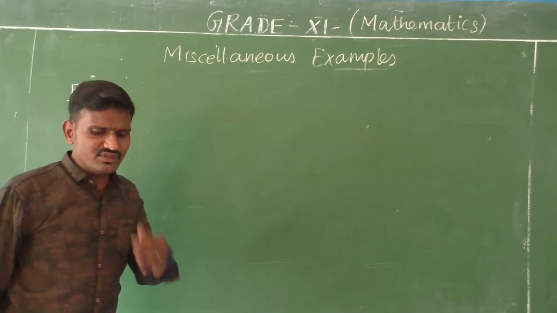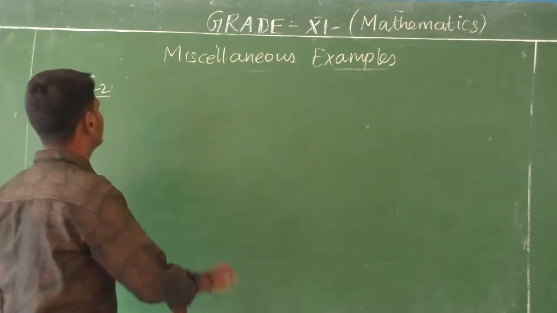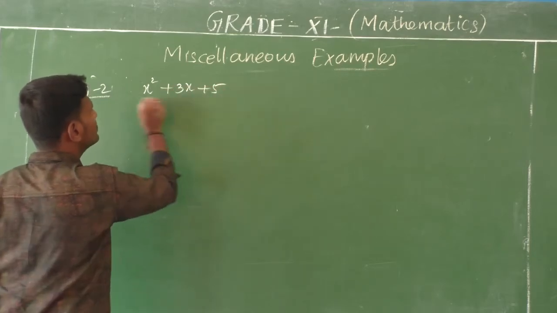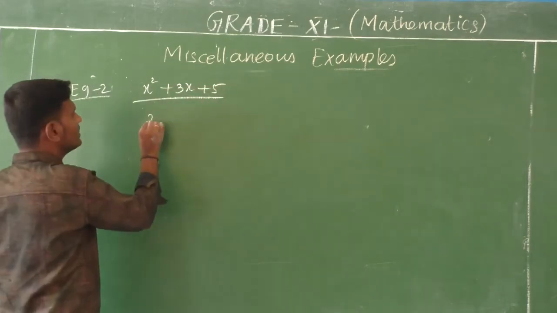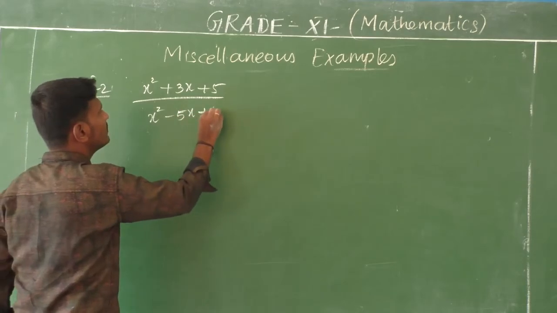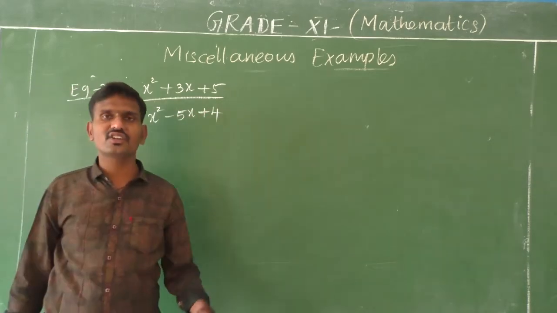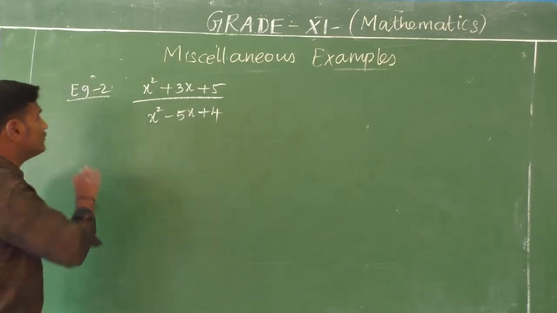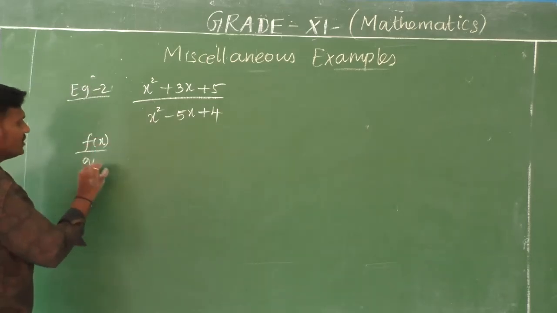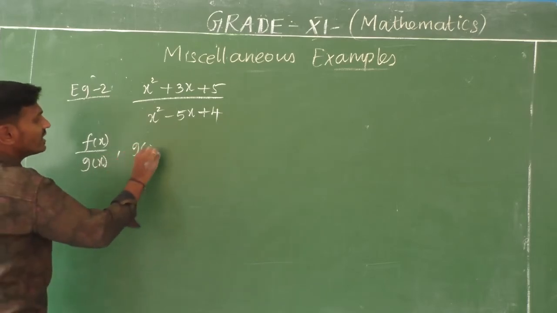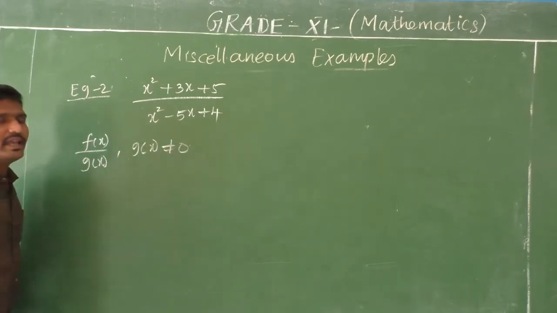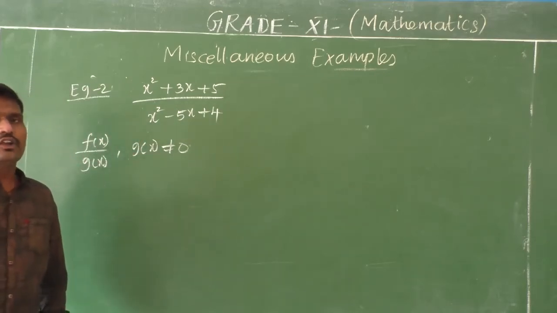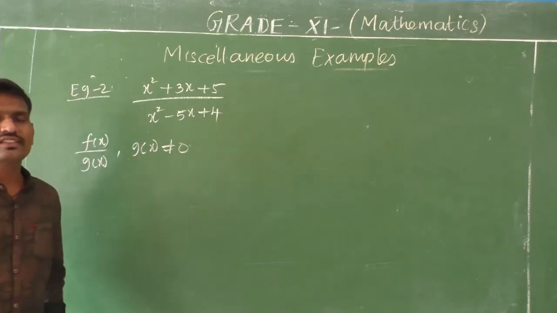Students, the question number 21 is very simple. Find the domain of the function given: x square plus 3x plus 5 divided by x square minus 5x plus 4. So this is your rational function. Already I told you the general form of a rational function: f of x divided by g of x, where g of x is not equal to 0. Why? Because if g of x equals 0, it is not defined. So that's why g of x is not equal to 0.